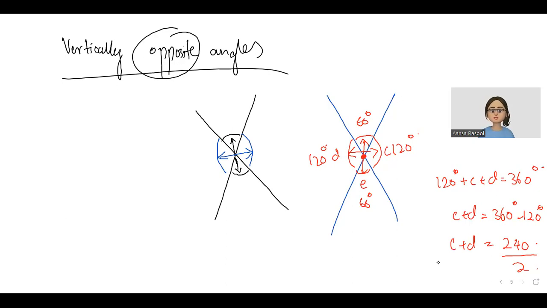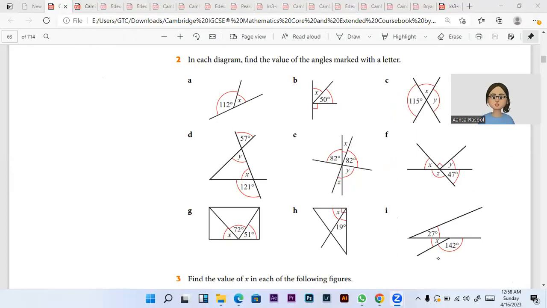In practice questions, the first question is basically about angles on a straight line. So angles on a straight line, what rule will apply? X plus 112 degrees is equal to 180 degrees. So the 112 degrees goes to the other side and is subtracted, and it will give us 68 degrees. And these are angles in a right angle. Angles in a right angle always add up to give us 90 degrees. So over here X will be 40 degrees.